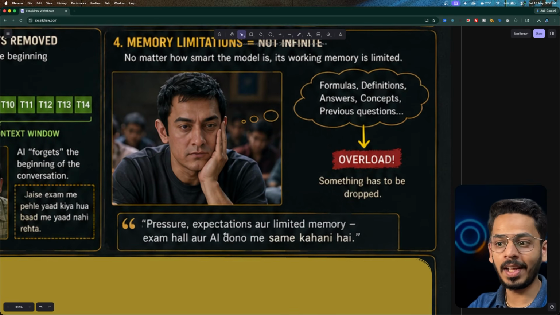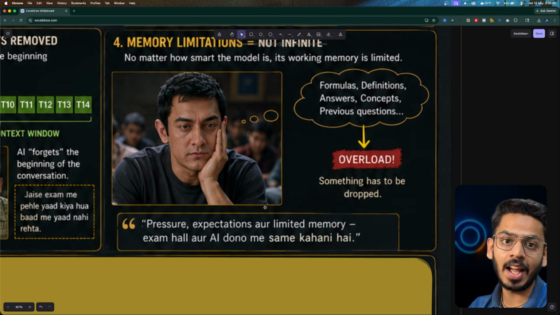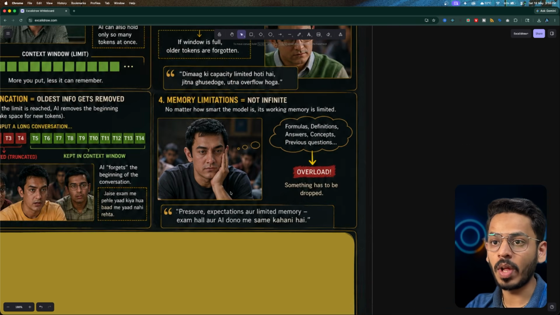Exam hall or AI, दोनों की same कहानी है. Both of the situations here have the same thing. Pressure: you are in an exam hall, you are under pressure to finish the exam within 3 hours. You have some expectations, your parents have some expectations. In AI, the user has some expectations. And we have limited memory in AI and the users as well.